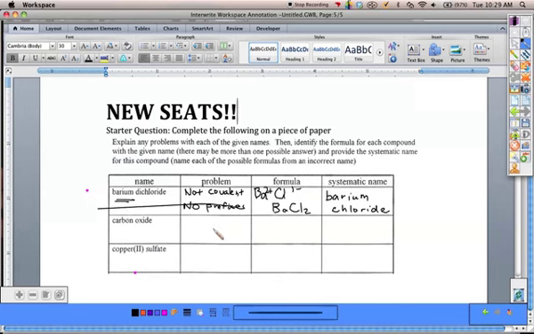Okay, the next one, carbon oxide. Give me a thumbs up if that is correct, thumbs down if it is not correct. Yeah, it is not correct because it is covalent. So I need prefixes.